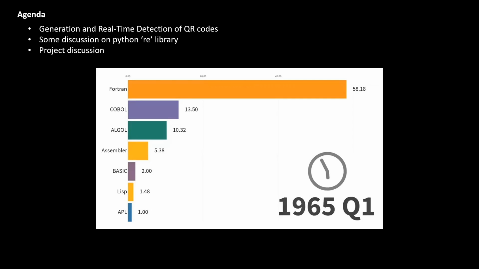Let us see today's agenda. First we will see generation and real-time detection of QR codes. Then we will have a small discussion on the Python RE library. RE means regular expression. And then we'll have a small discussion on project deliverables.